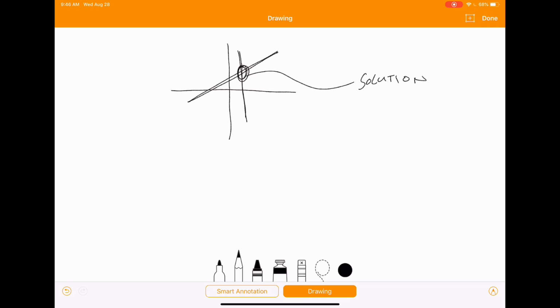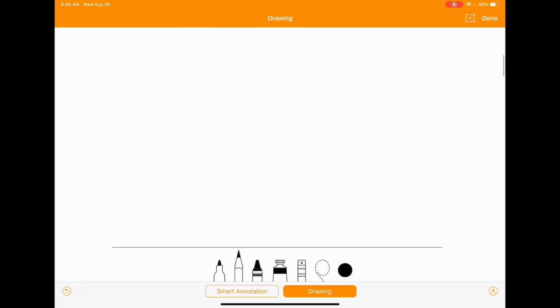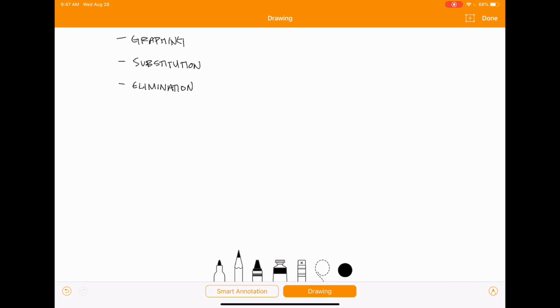All right, so there's a couple different ways you can find this intersection point for a system of equations. Of course, the first way is going to be by graphing. You can also use substitution or elimination. So we're going to go ahead and look first at graphing, since that is our literal definition of a solution to a system of equations.